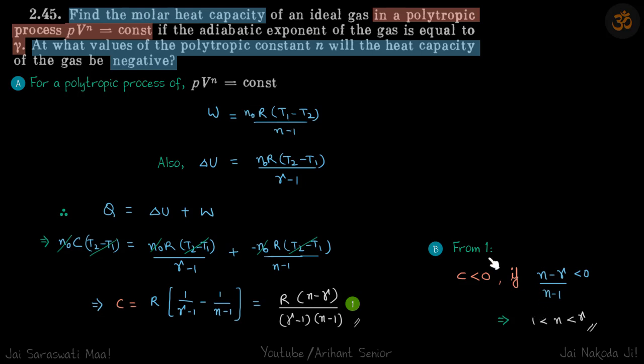And if n is greater than gamma, then the process is quite standard. That is, if you give the heat, the temperature will increase.